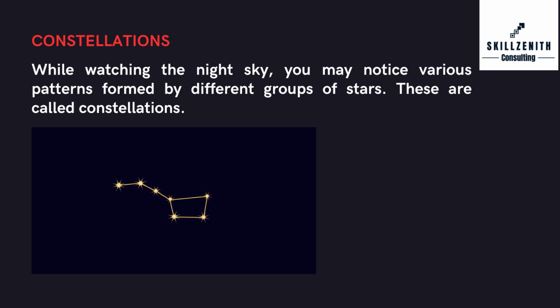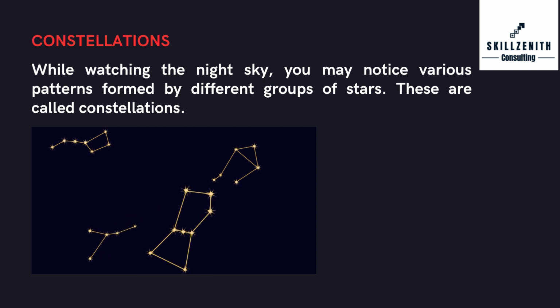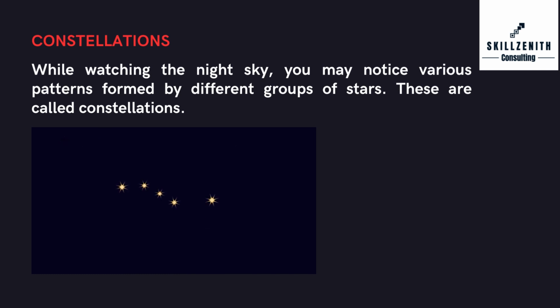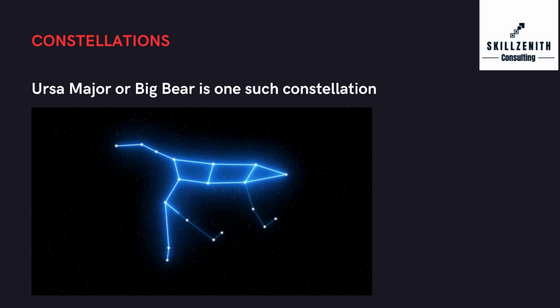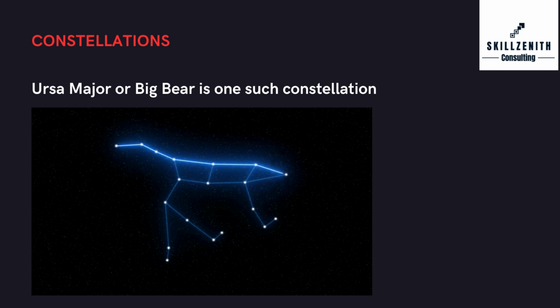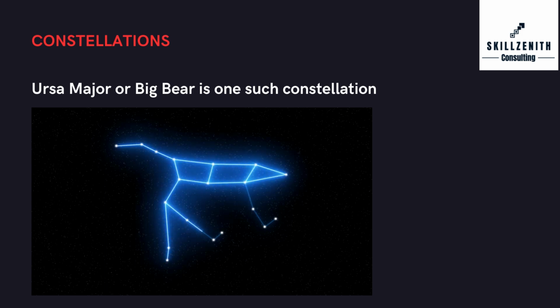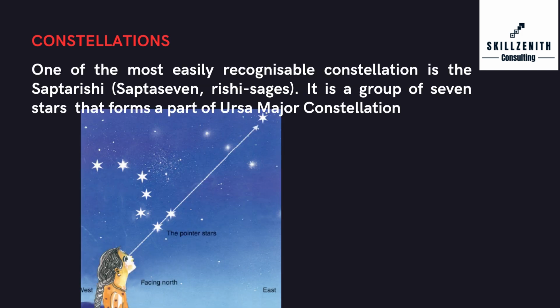While watching the night sky, you may notice various patterns formed by different groups of stars, right? So, if you observe carefully, you can make patterns out of the stars. These are called constellations. So, you can see some of the constellations here in the video. One of the major constellations is Ursa Major or Big Bear. It's also one such constellation. So, it's a group of stars that makes up a pattern.